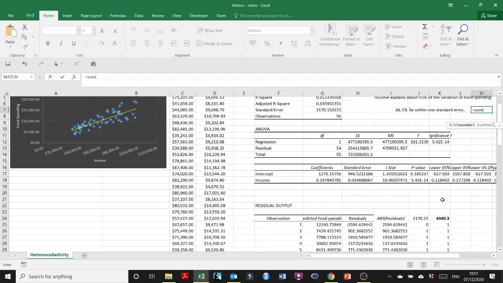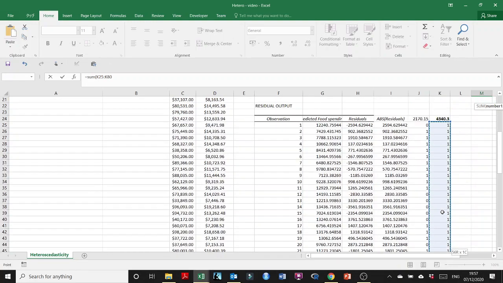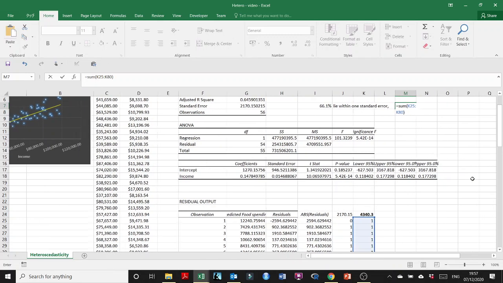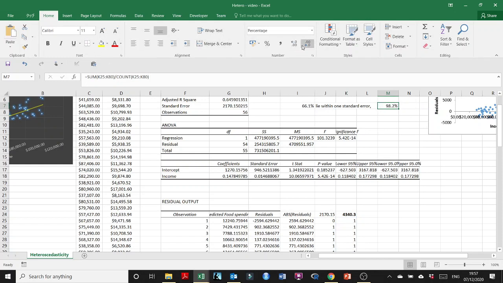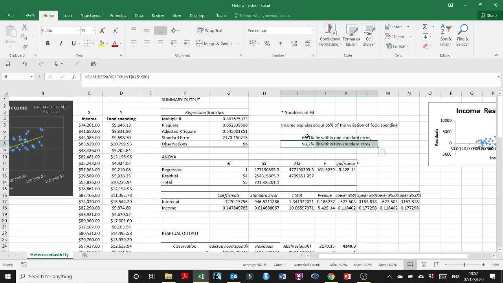And over here, the sum of this one over the count on the same range will be the percentage of errors that lie within two standard errors. And as you can see, we have 95% lie within two standard errors. So usually we take this into consideration, especially if this number does not match the 68%, but it's not very bad. It's 68, it's not a very bad number.